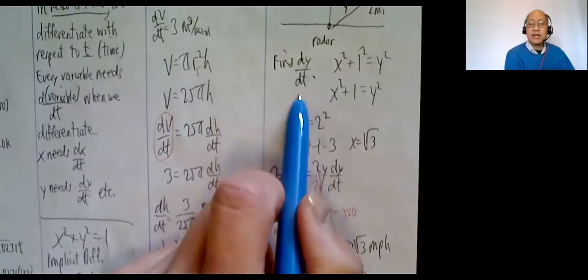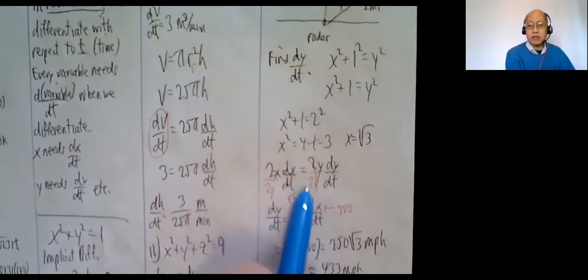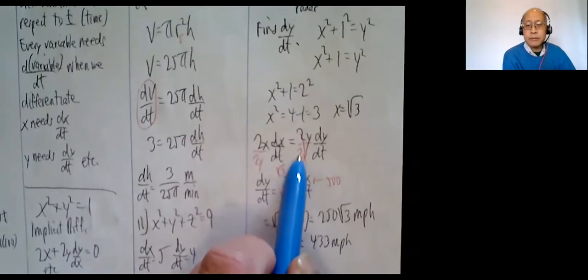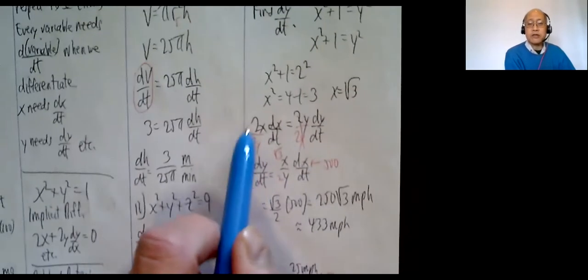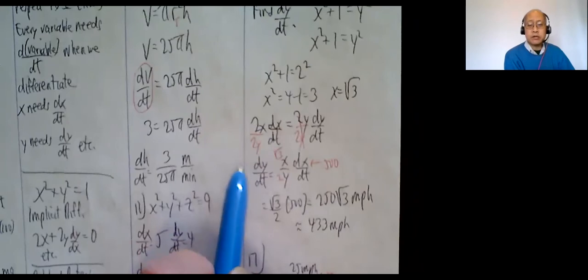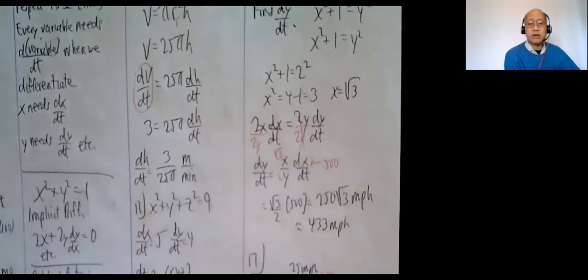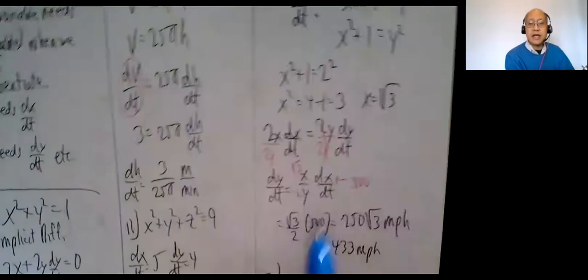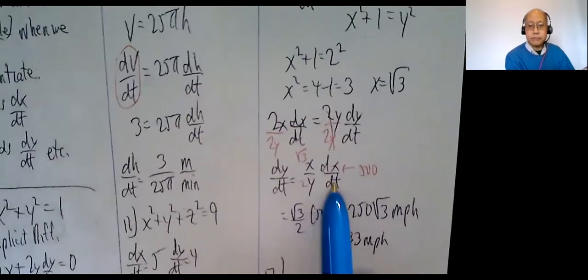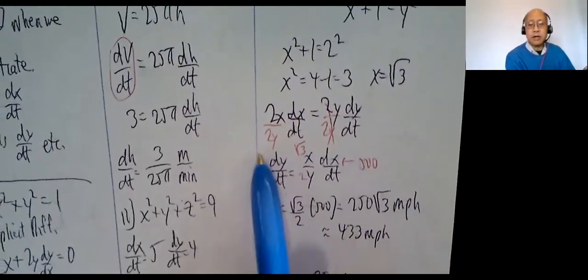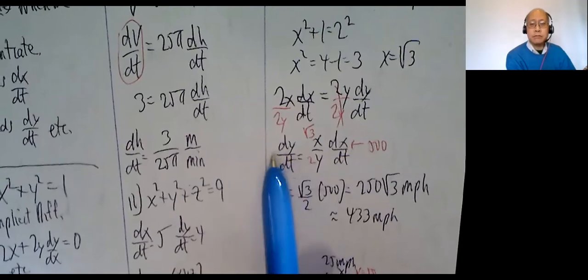I'm trying to find dy dt. So I divide both sides by 2y. I have 2x divided by 2y. The 2 cancels out. So dy dt is x over y times dx dt. Now it's just a plug-in.